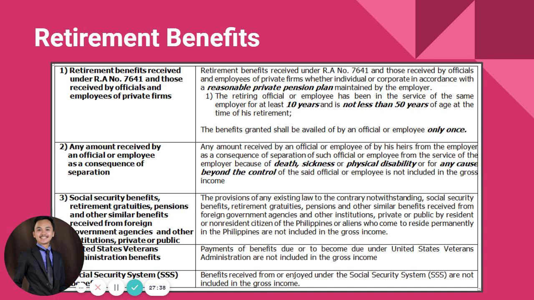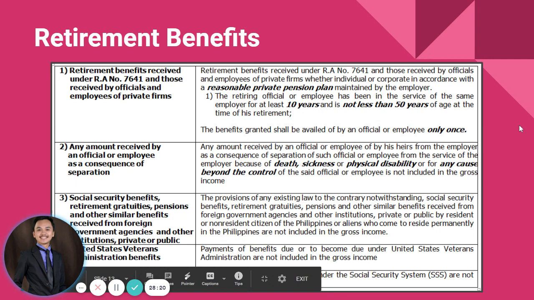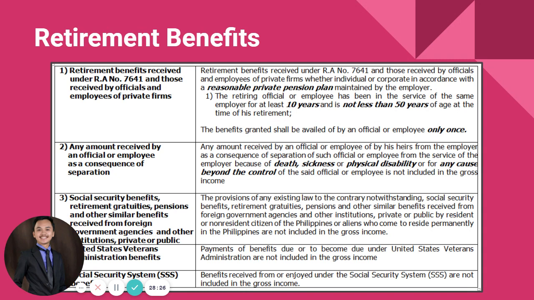Another, the provisions of any existing law to the contrary notwithstanding, social security benefits, retirement gratuities, pensions, and other similar benefits received from foreign government agencies and other institutions, private or public, by resident or non-resident citizens of the Philippines or aliens who come to reside permanently in the Philippines are not also included in the gross income. Talking of United States veterans, payments of benefits due or to become due under the United States Veterans Administration are also not included in the gross income. And lastly, benefits received from or enjoyed under the Social Security System and GSIS are not included also in the gross income of the insured or the employee.